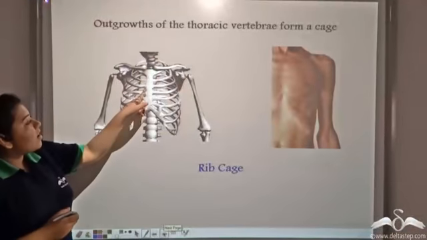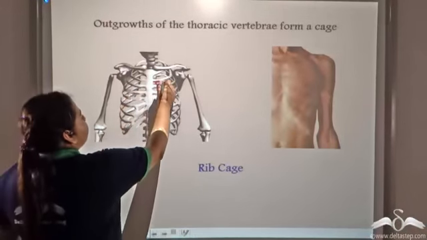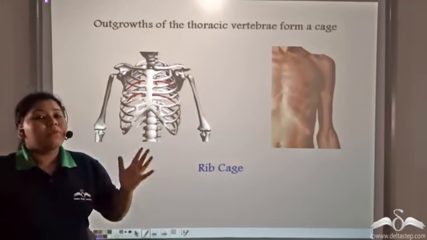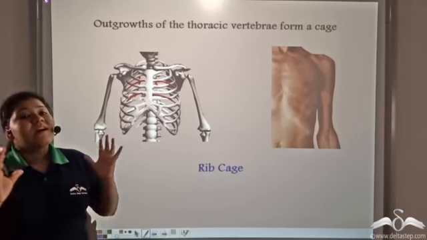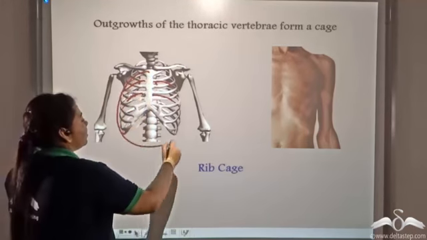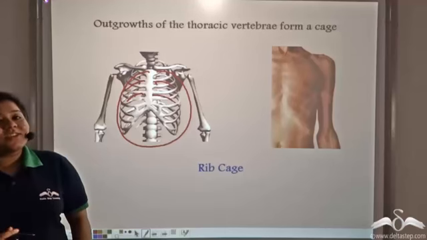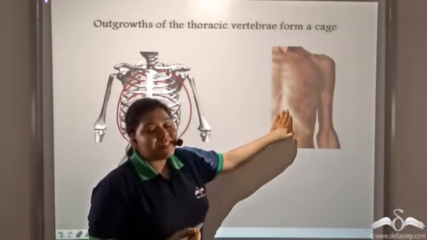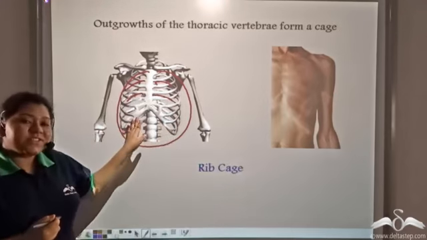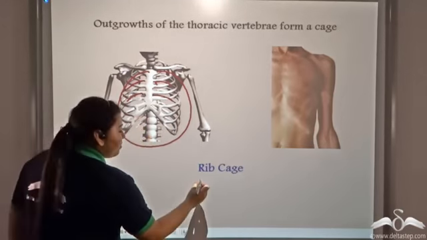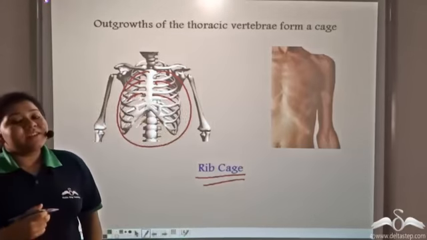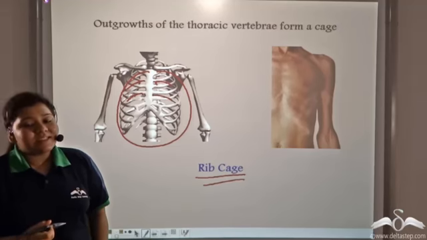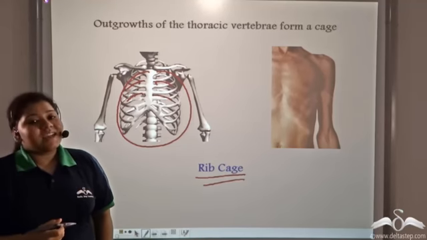Now see, there are outgrowths of the thoracic vertebrae from both the sides, and they form a cage-like structure. This cage-like structure you can easily make out if you see the body structure of a lean man. This cage-like structure is known as the rib cage, and the rib cage provides protection to important delicate organs such as the heart and the lungs.